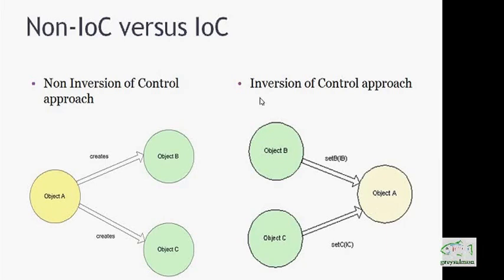Now this is known as inversion of control approach, because the process is inverse. Now the object A is not creating object B and object C, but it is inverse process now. The object B and object C are injected into the object A. Now this is also known as a very important concept, that is known as dependency injection. So this inversion of control is also known as the dependency injection.